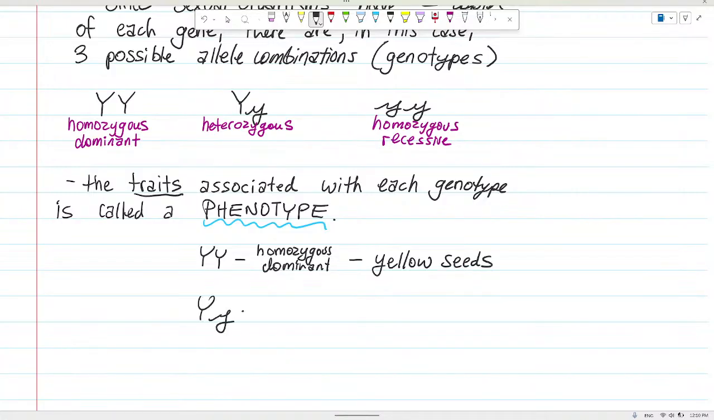What about big Y, little y? What's our term for that again? What's its genotype?